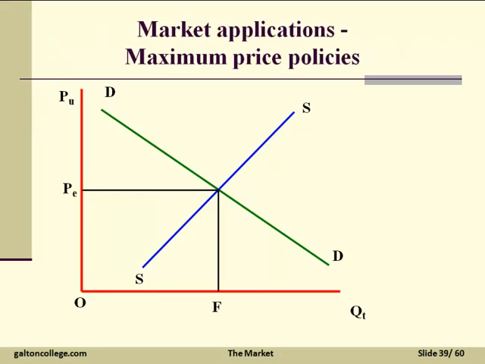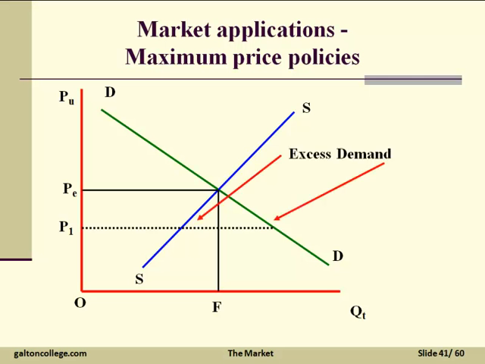You could also have a look at a maximum price policy. Let's say the government said no one's allowed to charge more than P1 for a particular good. Now in this case, the demand is greater than the supply, so there's going to be excess demand equal to the difference between those 2 points as indicated. So the excess demand is OG minus OE.